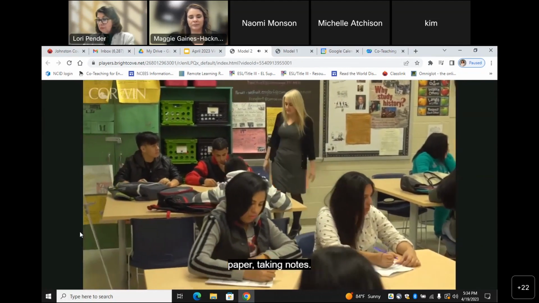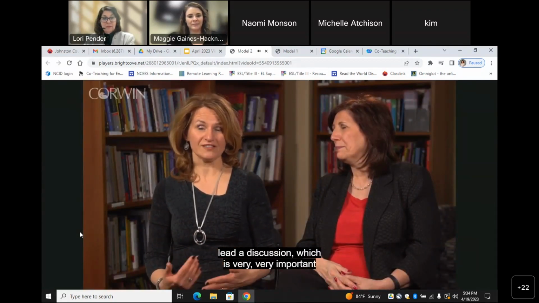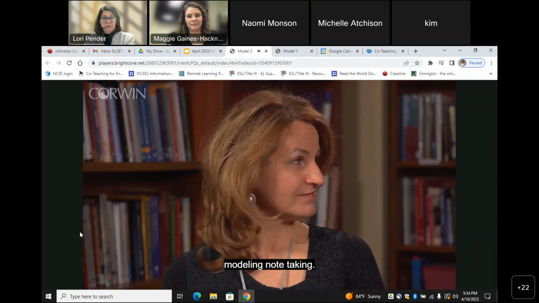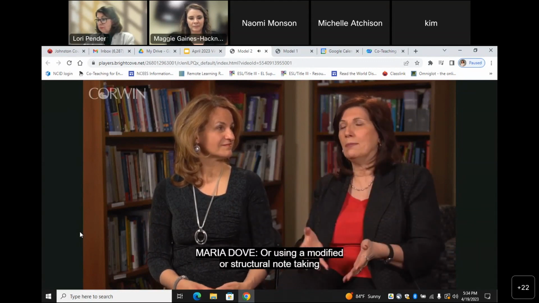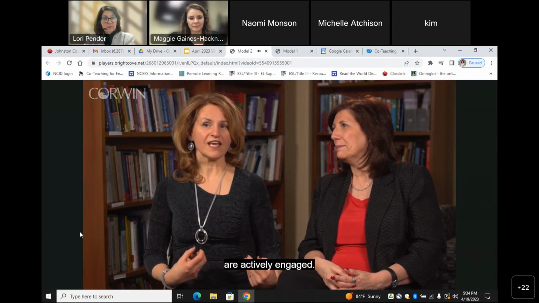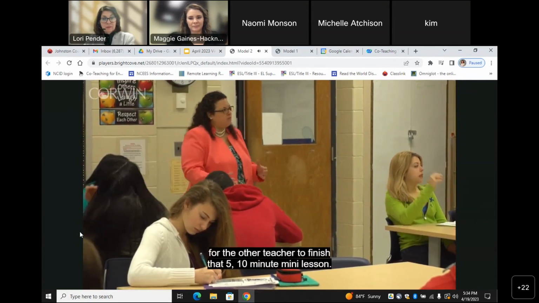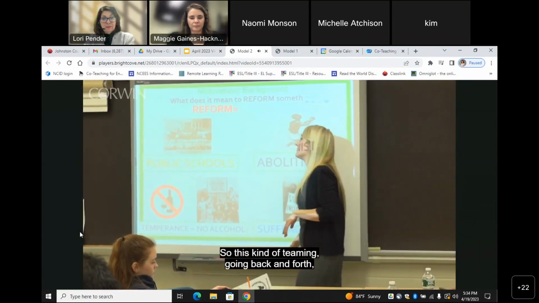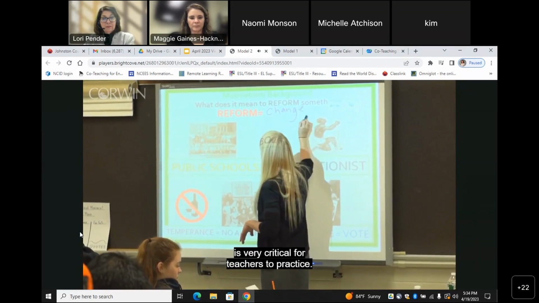notes. One teacher can lead a discussion, which is very, very important at the secondary level, while the other teacher is modeling note-taking. Or using a modified or structural note-taking type of graphic organizer. So this way, both teachers are actively engaged. One teacher is not just standing on the side waiting for the other teacher to finish that 5-10 mini lesson. So this kind of teaming, going back and forth, is very critical for teachers to practice.